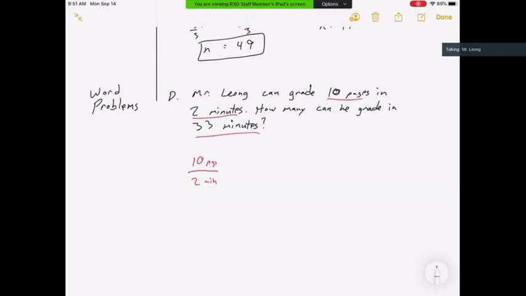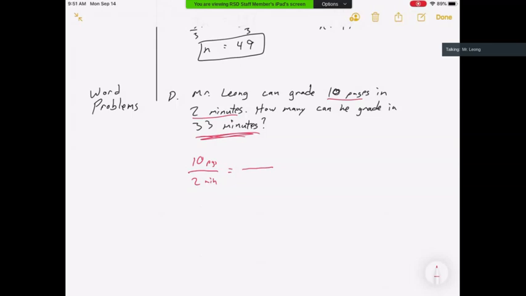So what I'm going to do is set up a proportion. But I don't know what the other fraction is yet, and this is the tricky part. If you can figure out how to set up these proportions, this entire year is going to be a lot easier, okay? So what I have to look at is this: 33 minutes. I have an option. I can either put 33 minutes at the top or I could put it at the bottom.